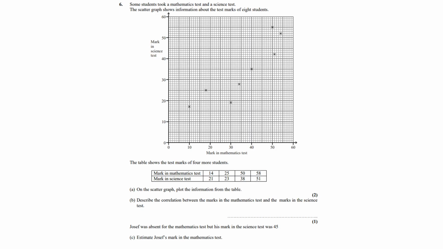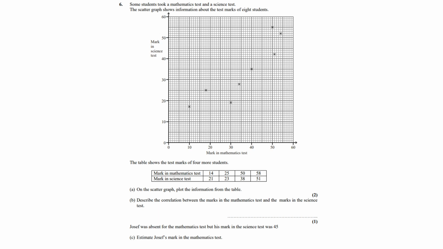Now let's look at the final example of the day. For the final example, we're told some students took a maths test and a science test. The scatter graph shows the information about the test marks of the 8 students. We're told another table, 4 more students. So plot the information in the table.